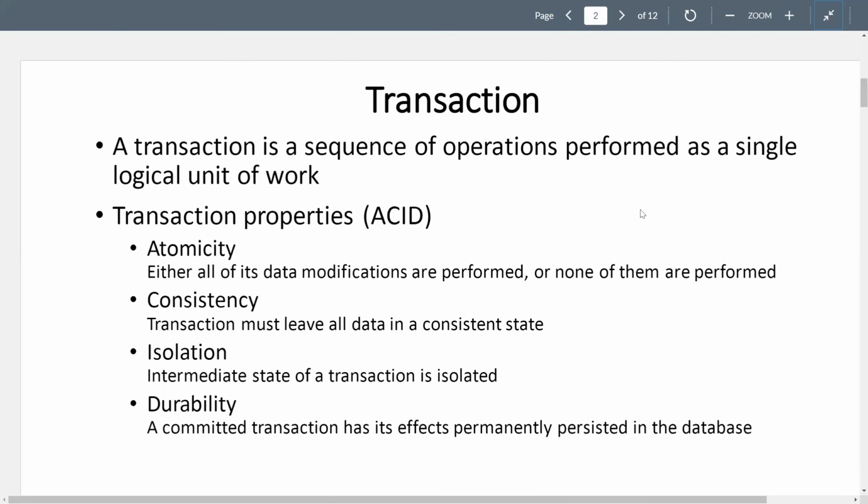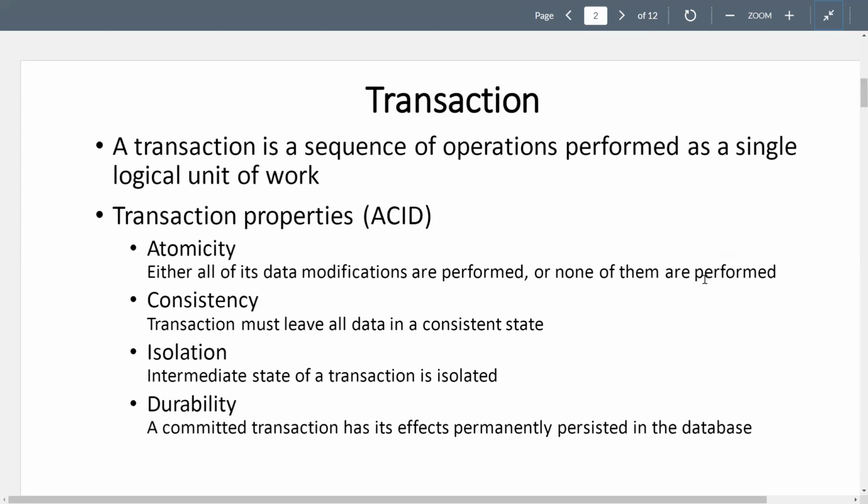First, a common question is, what is a transaction, right? So a transaction is just a sequence of operations, a sequence of tasks, which are performed in a single, okay, the keyword is single logical unit of work. A transaction is a single logical unit of work.